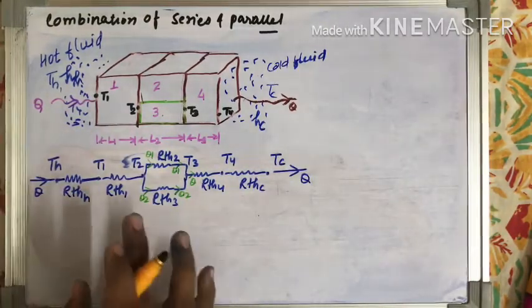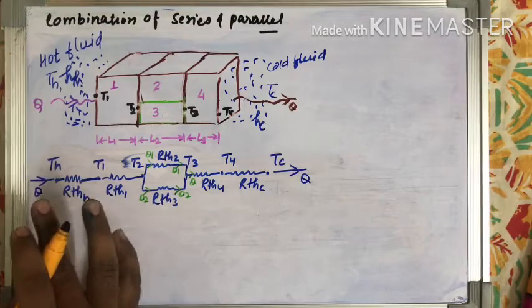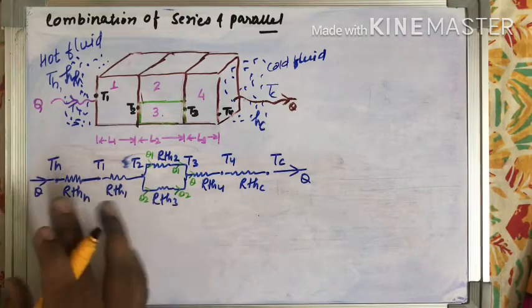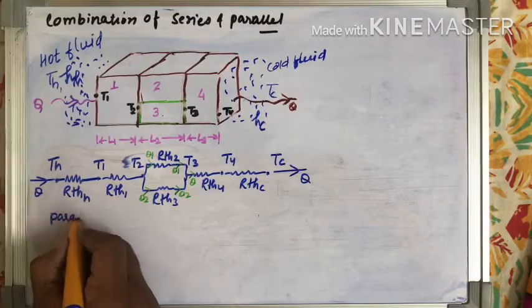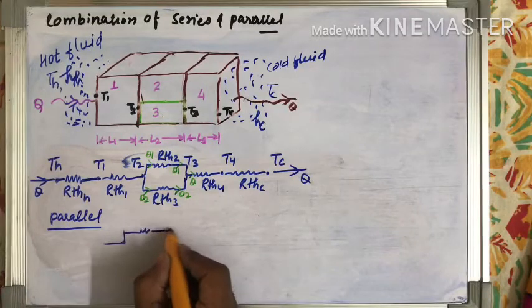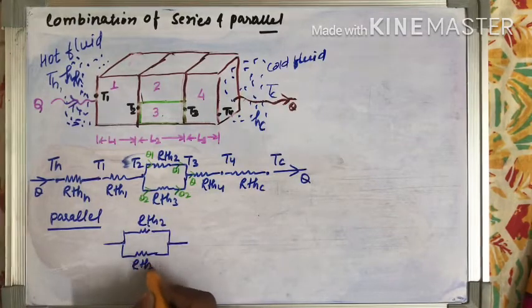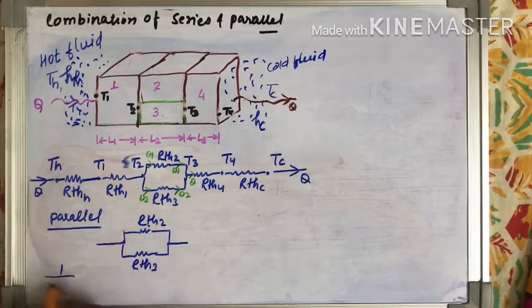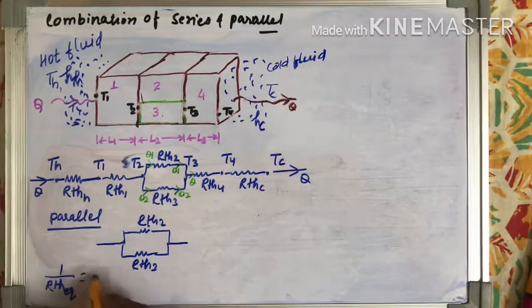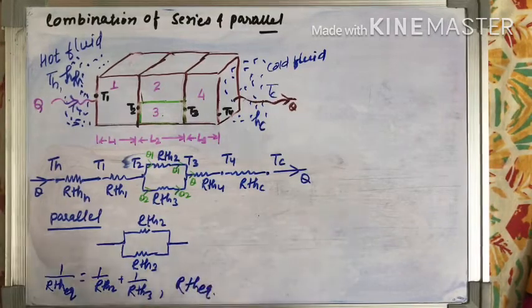Whenever we are looking at thermal resistances arranged in a combination of series and parallel, we have to take first the parallel and then we will come to the series. So first of all we take the parallel network. In the parallel network there are two resistances, RTH2 and RTH3. So we can solve it: 1 upon RTH equivalent is equal to 1 upon RTH2 plus 1 upon RTH3. From this equation we can calculate RTH equivalent.